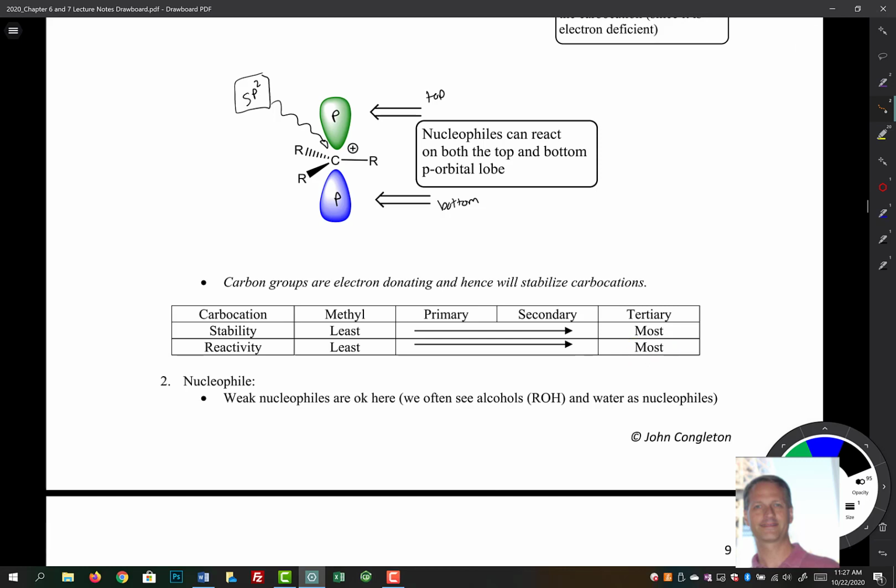Now, nucleophile strength here, it's not like it doesn't matter, but we can have weak nucleophiles, whereas with Sn2, we need to have a strong nucleophile. If you have a strong nucleophile here, then it's going to compete with Sn2. So we often see weaker nucleophiles. The type of nucleophiles here are often alcohols and water. Those are the 2 most common that we end up seeing.